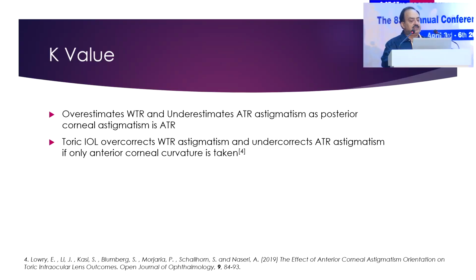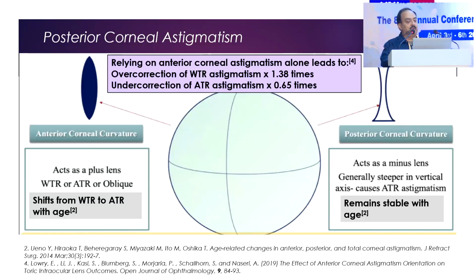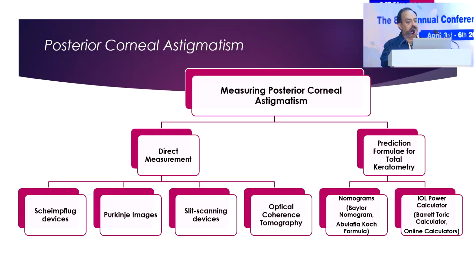K value: we know if we just measure the anterior K, it overestimates with the rule and underestimates against the rule. Similarly, the toric IOL overcorrects with the rule astigmatism and undercorrects against the rule astigmatism if only anterior corneal curvature is taken. As I have already said, the anterior corneal curvature acts as a plus lens from with the rule to against the rule, and the posterior corneal curvature acts like a minus lens. So relying only on anterior corneal astigmatism alone leads to overcorrection in WTR and undercorrection in ATR.